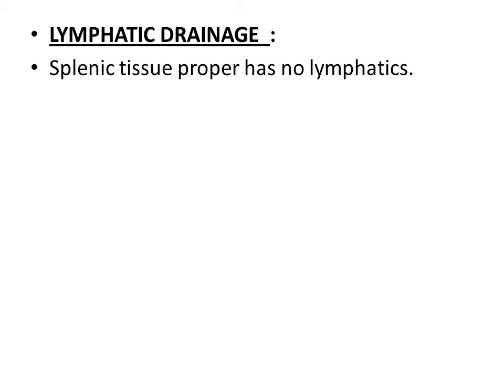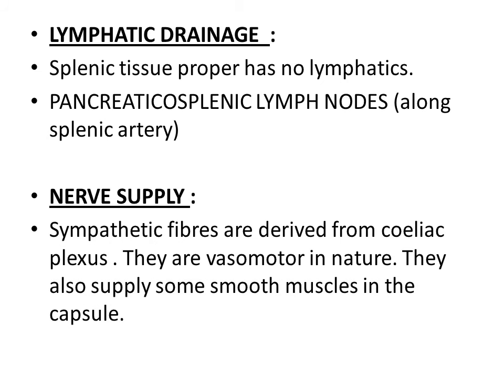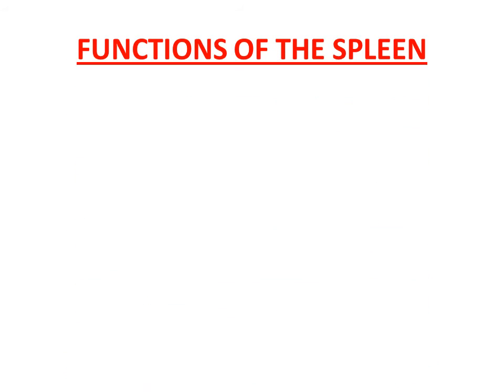Next is the lymphatic drainage. Splenic tissue proper has no lymphatics. But a few lymphatics arise from the connective tissue of the capsule, including trabeculae, and drain into the pancreatico-splenic lymph nodes, which are situated along the splenic artery. Then is the nerve supply. Sympathetic fibers are derived from the celiac plexus. They are vasomotor in nature and they also supply some smooth muscles present in the capsule. Then are the functions of the spleen.